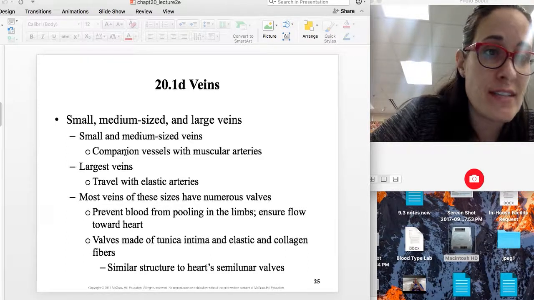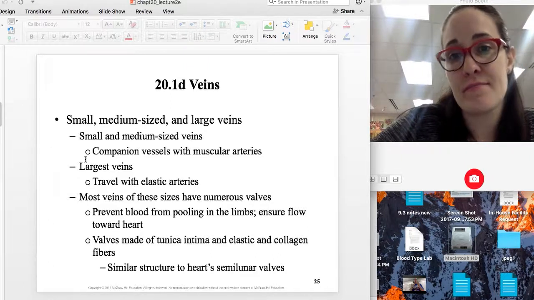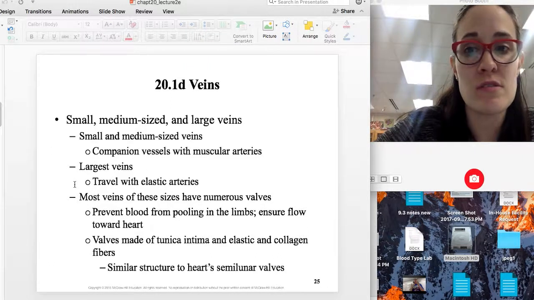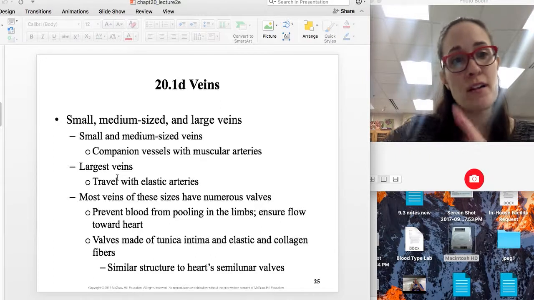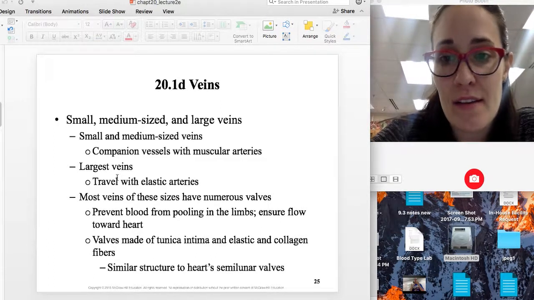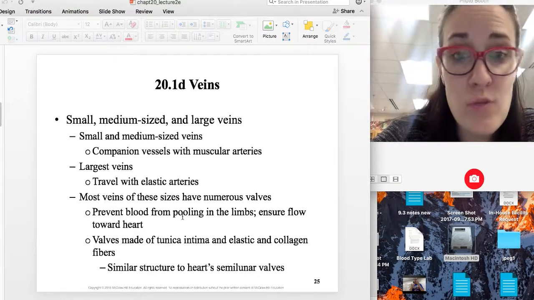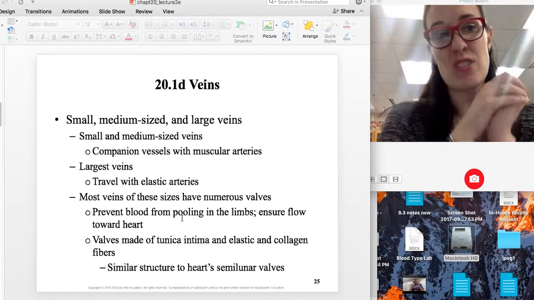Veins, just like arteries, have different sizes. There's small and medium veins that receive blood from the venules. And then the largest veins travel right along elastic arteries back up towards the heart. And most veins, the bigger veins, have valves to prevent pooling in the limbs. You don't want blood to go the wrong direction.